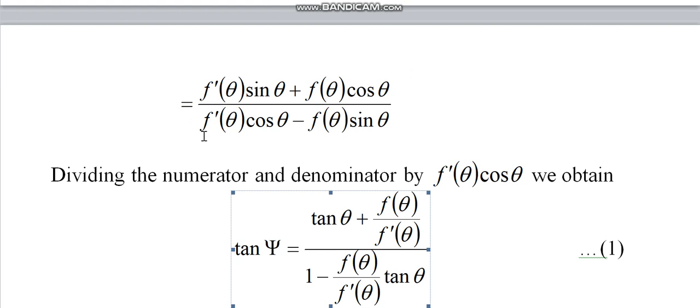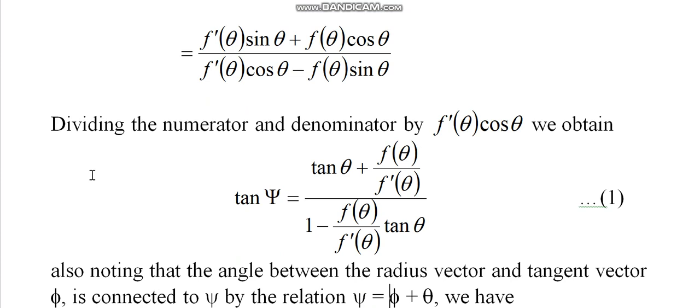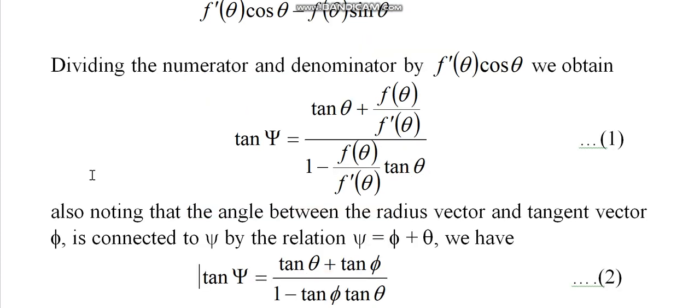In the denominator we have the derivative of f of theta cos theta. So here cos theta as it is, derivative of f theta is f dash theta, minus f of theta into the derivative of cos theta, which is sin theta. Then divide both numerator and denominator by f dash of theta into cos theta. So LHS will be tan psi, but RHS changes to tan theta plus f of theta divided by f dash of theta, whole divided by 1 minus f of theta divided by f dash of theta into tan theta. Call this equation 1.